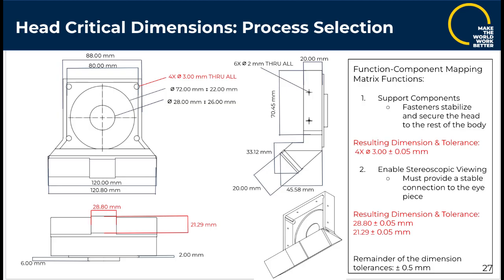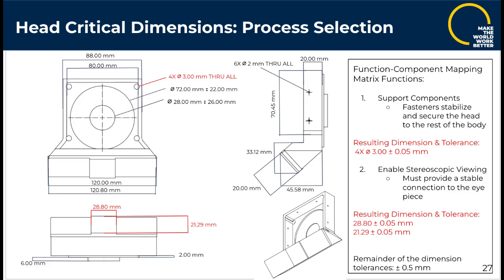For our redesigned head part, we identified 3 critical dimensions highlighted in red based on functions from our function component mapping matrix. The 4 through holes where fasteners are secured were assigned a very approximate tolerance of plus or minus 0.05 millimeters because they are critical to the function of supporting components, as these fasteners will stabilize and secure the head to the rest of the body of the microscope.